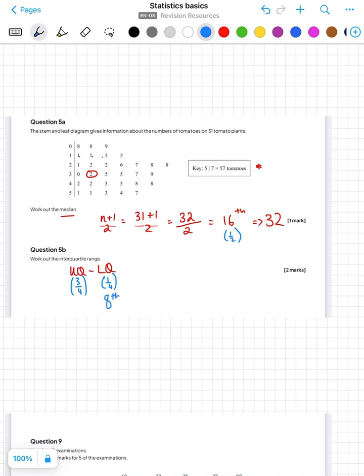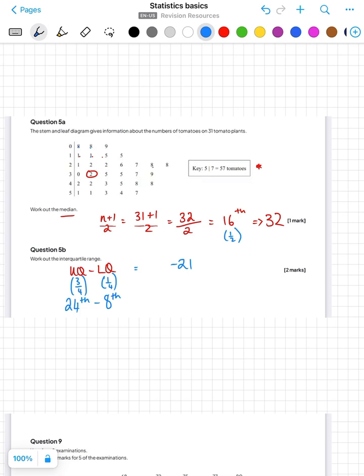So the 8th tomato is the lower quartile. And then the 24th, 8 times 3, is the upper quartile. So look at your data. 1, 2, 3, 4, 5, 6, 7, 8. So 21 is the 8th tomato.